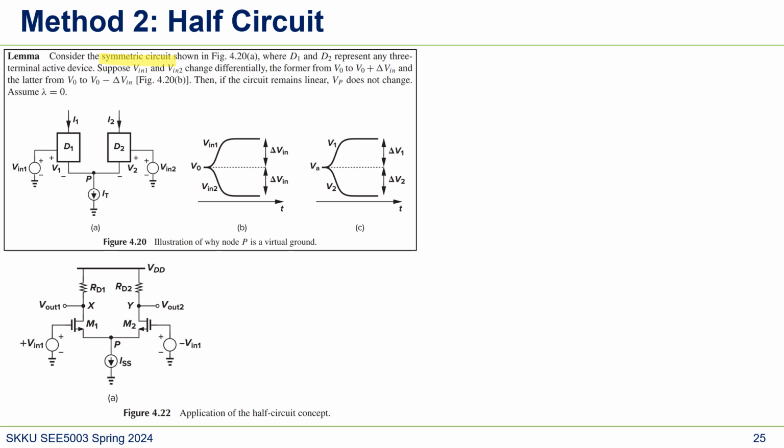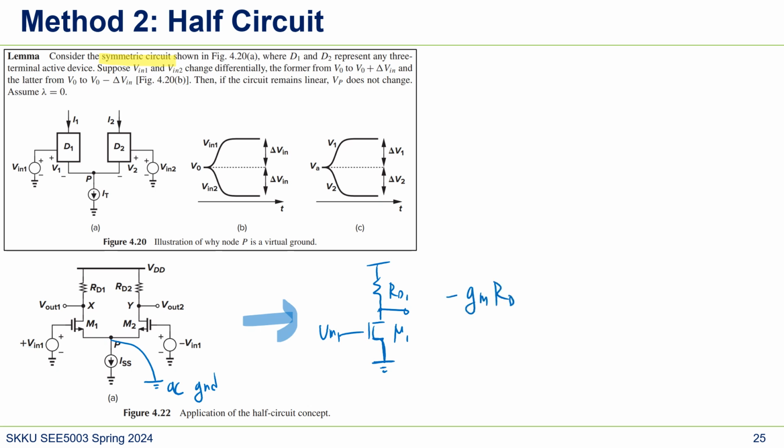So what we can do is, since here becomes AC ground in the small signal model, we can just change it like this, with RD1. So the gain would be minus Gm Rd. So we can get it easily by using this lemma.